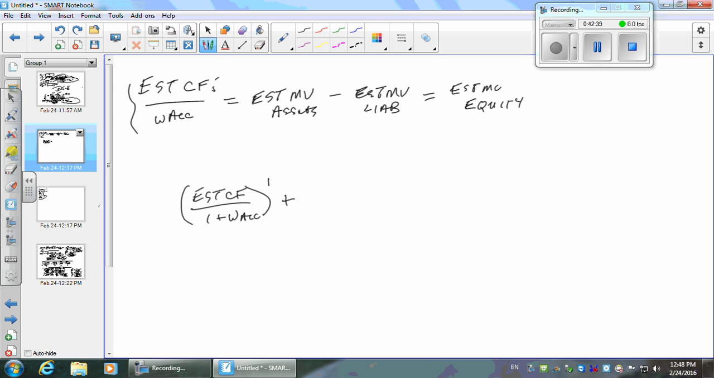Plus estimated cash flows divided by 1 plus WACC, 1 plus the discount rate, right guys? It's discounting, raised to 2 periods, getting my drift? And you keep right on going, year after year after year. The last one would be estimated cash flows divided by 1 plus the weighted average cost of capital.